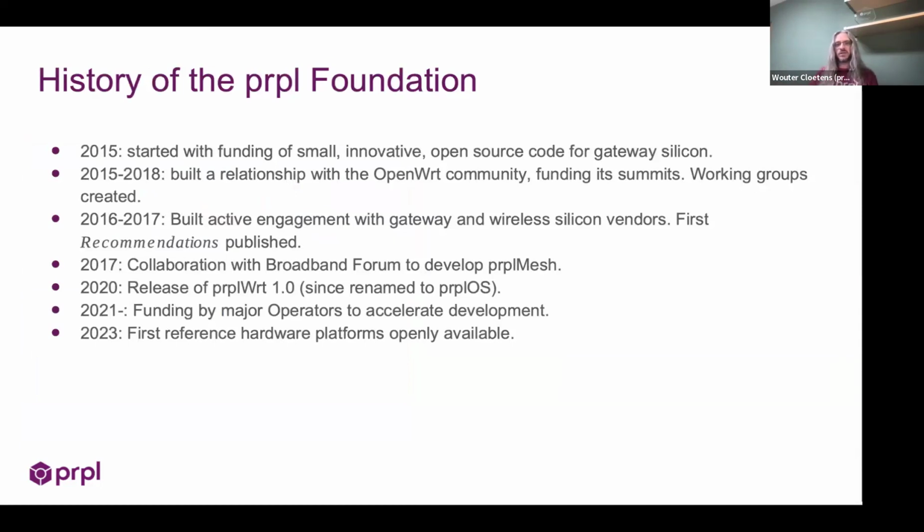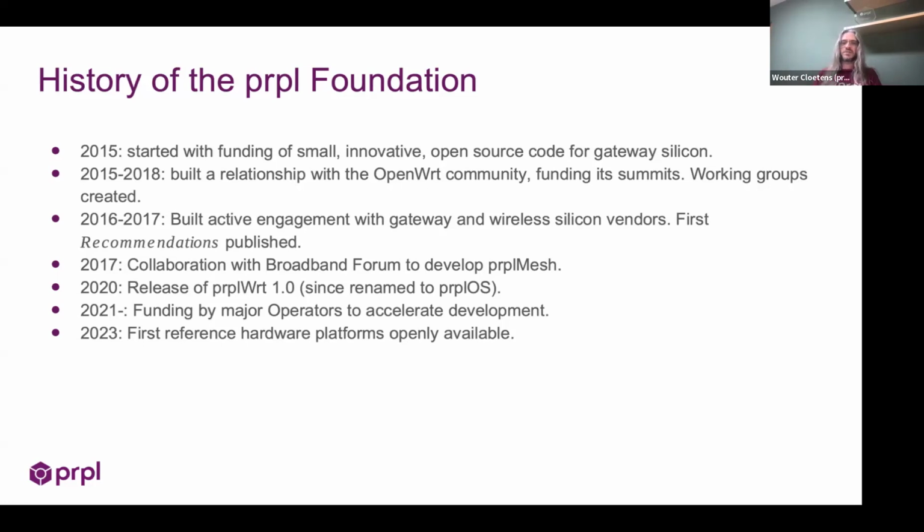The prpl Foundation started in 2015, started by Imagination, which was licensing the MIPS processor cores, or CPU instruction set. MIPS was, until the mid-2010s, absolutely the dominant CPU architecture in the gateway space. And then things started to move in the direction of ARM.